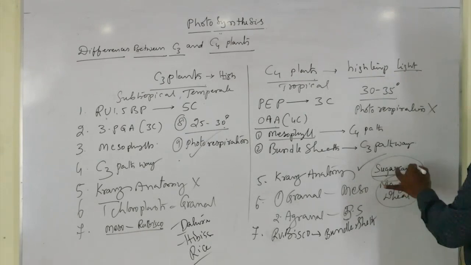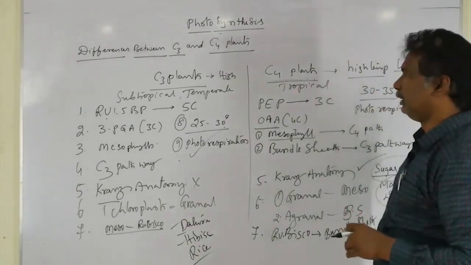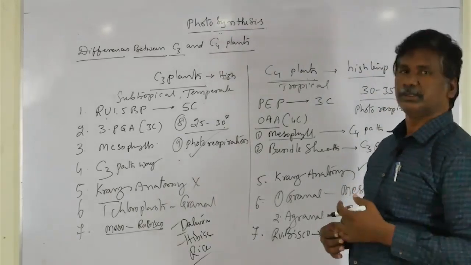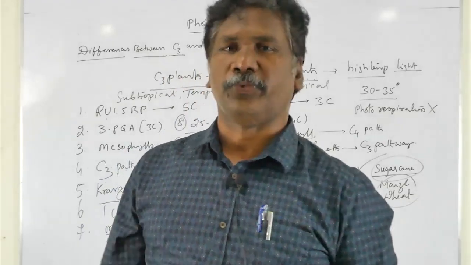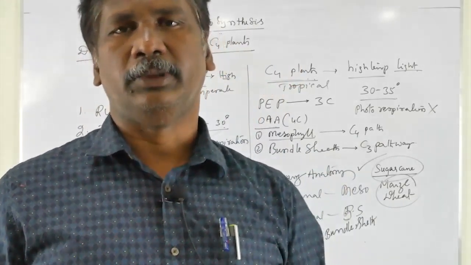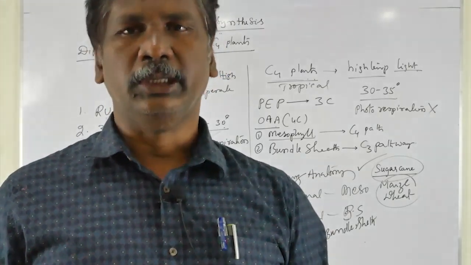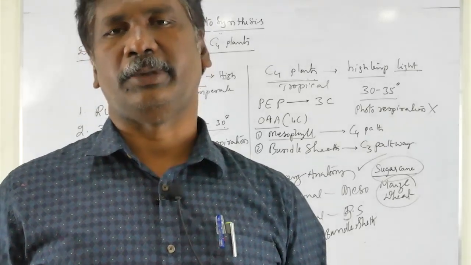So all are the C4 plants. Those are major differences between the C3 plants and C4 plants. It is also one of the important 4 marks questions in our IPE, and also most of the time that comparison is asked within the NEET examination and MSET examination.